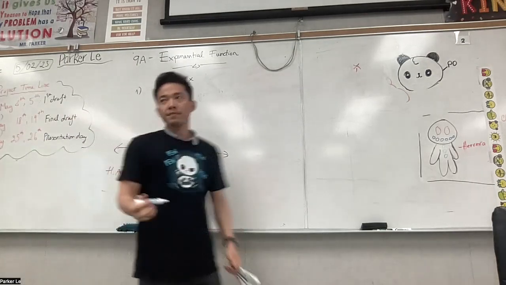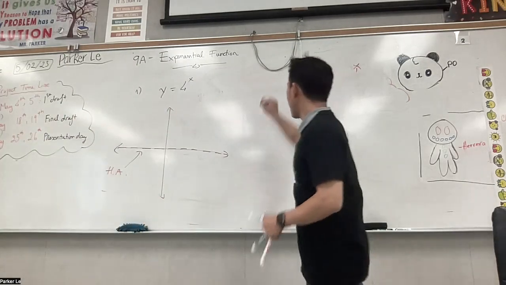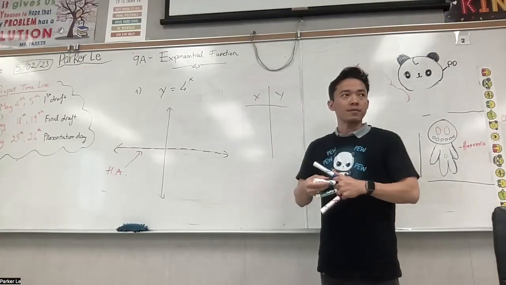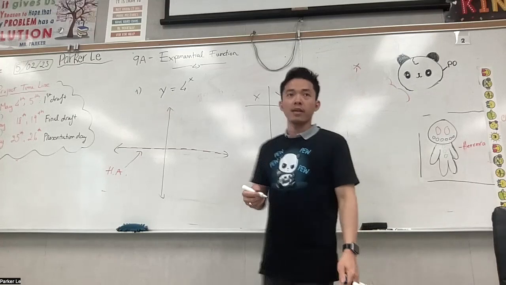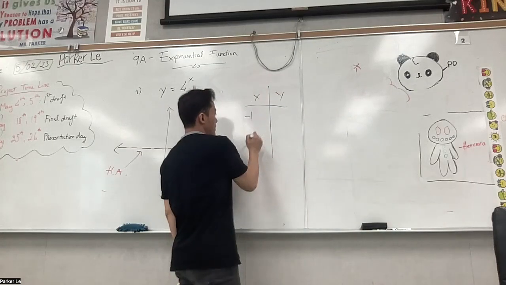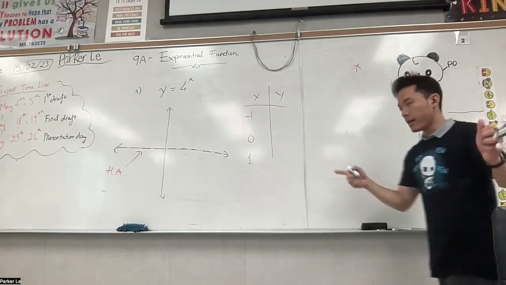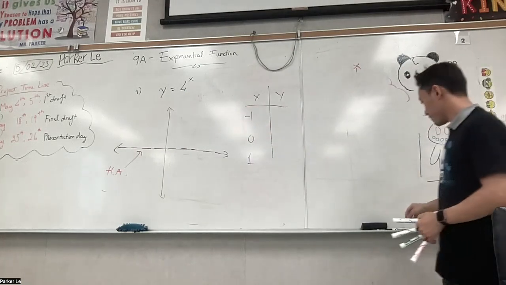What is the second step? T-table. What are 3 numbers we always use? I will explain to you why we use those 3 numbers. Negative 1, 0, 1. Good.